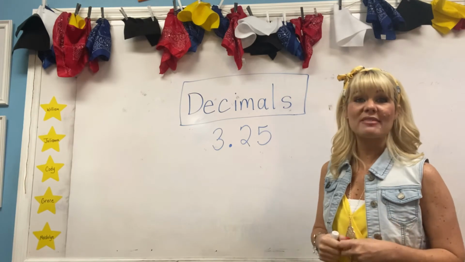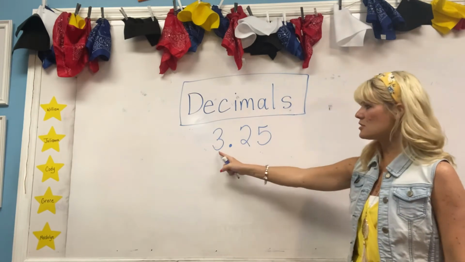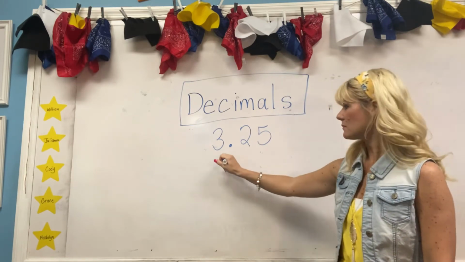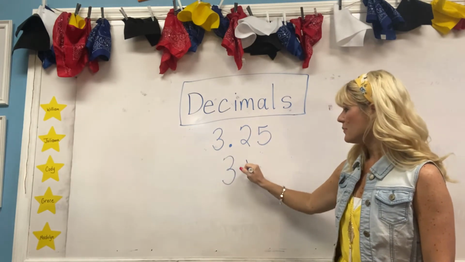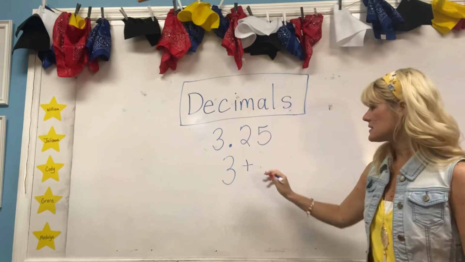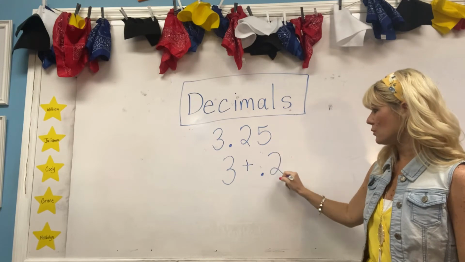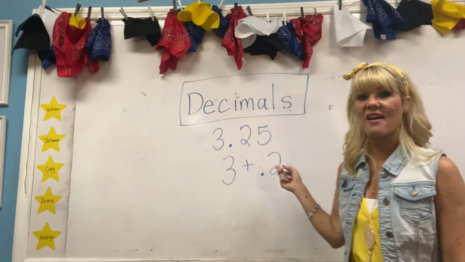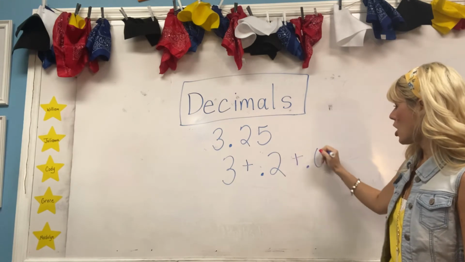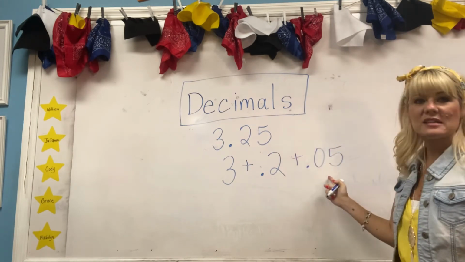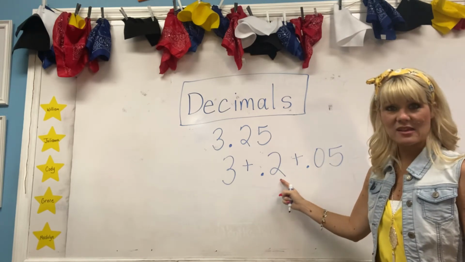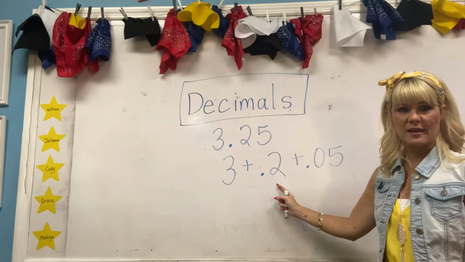But you can also write this in expanded form. What does this 3 actually stand for? It stands for 3 wholes. So we're gonna put a 3 here. Plus, what does this 2 actually stand for? It stands for 0.2. What does this 5 actually stand for? 0.05. Because it's 5 out of 100. This is 2 tenths. 5 out of 100, 2 tenths, okay?